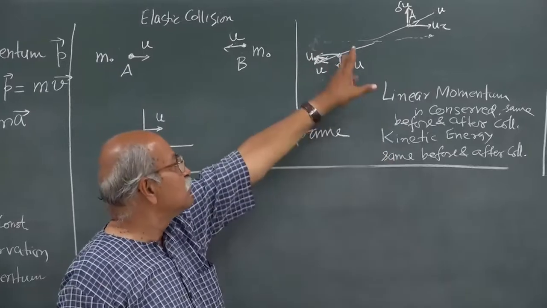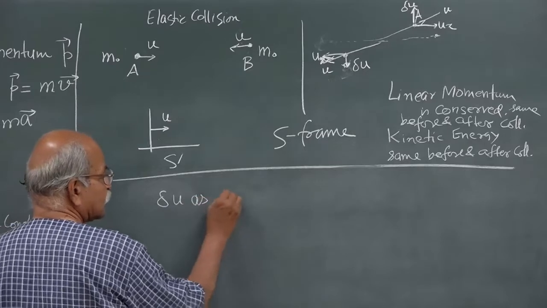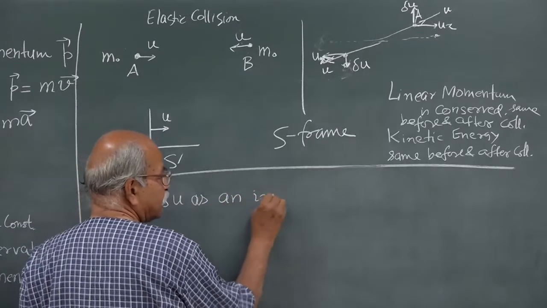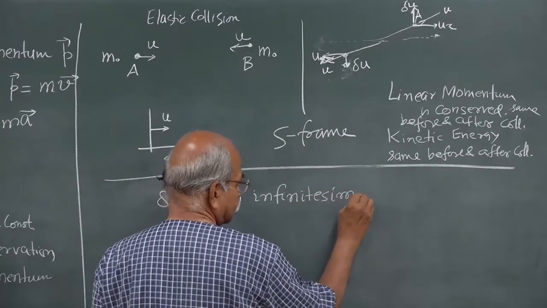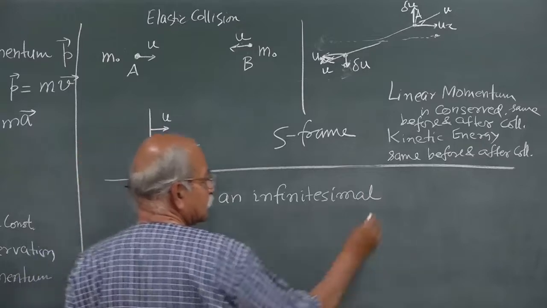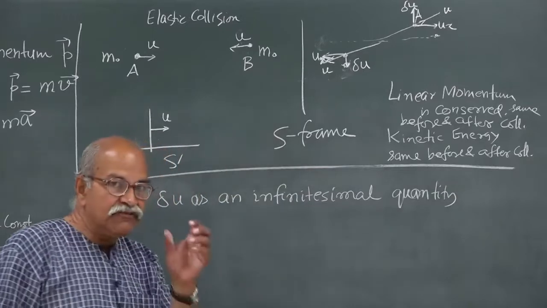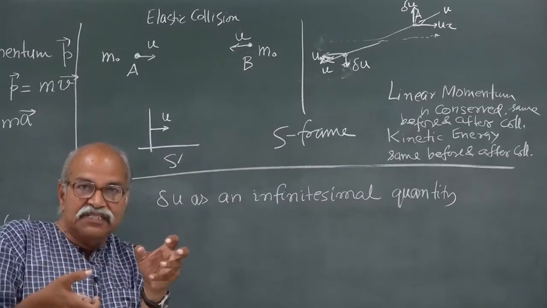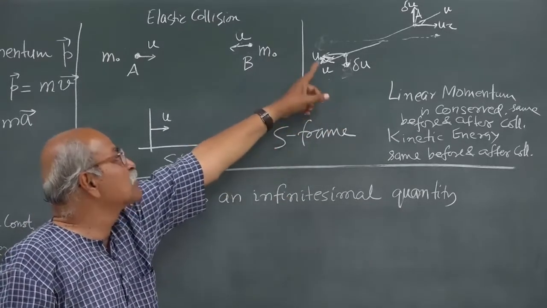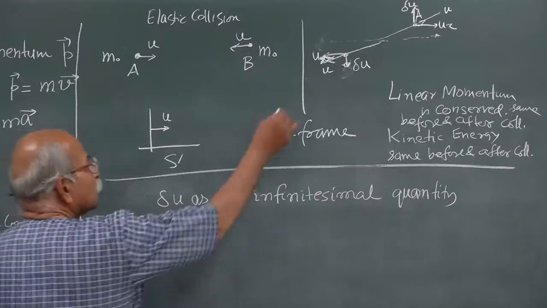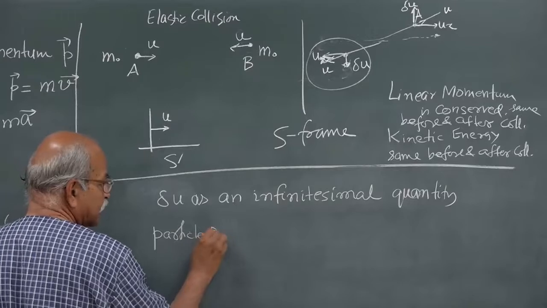But before that, let me do something else. Since we have taken delta u as a small quantity, whenever it is added to a finite quantity, we will neglect it. So, if I look at the kinetic energy here or speed here, let us take this as speed here. For this particle, this is particle B after the collision.